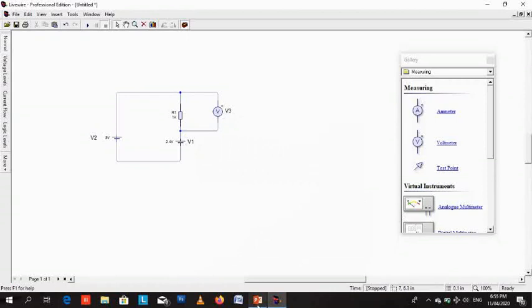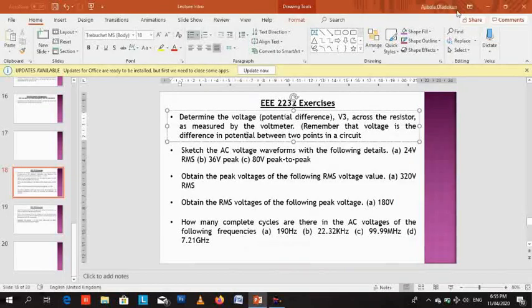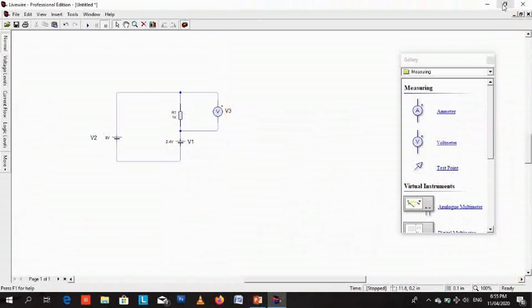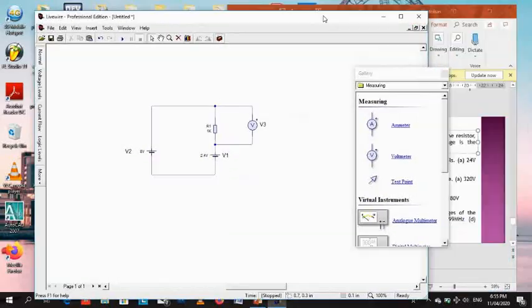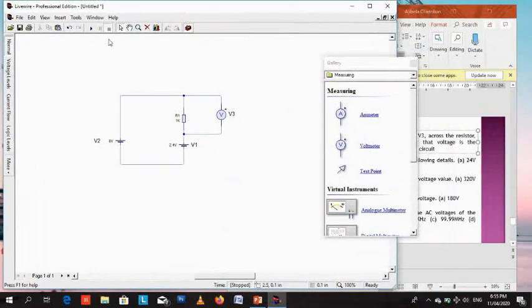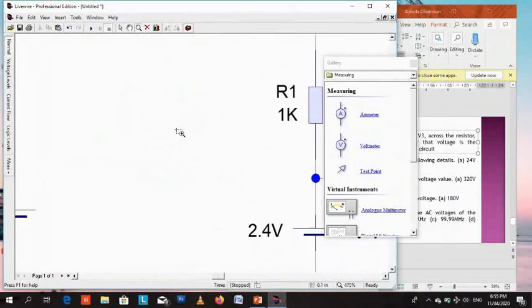Let's go back to exercise. Minimize. Let's see if we can place this side by side. Zoom out. To zoom out, right click, multiple times to zoom out.